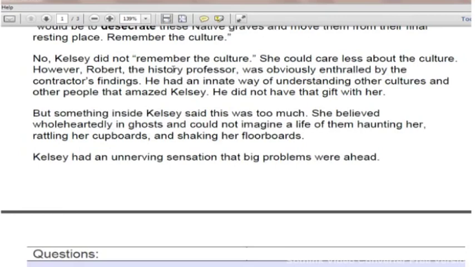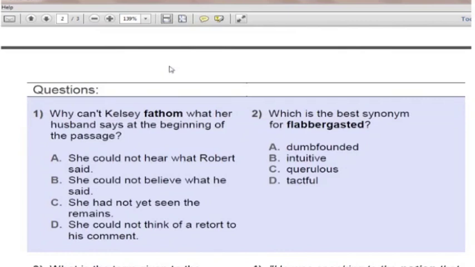However, Robert, the history professor, was obviously enthralled by the contractor's findings. He had an innate way of understanding others' culture and other people that amazed Kesley. He did not have that gift with her. But something inside Kesley said that this was too much. She believed wholeheartedly in ghosts and could not imagine the life of them haunting her, rattling her cupboards and shaking her floorboards. Kesley had an unnerving sensation that the big problems were ahead. That was a kind of scary story.